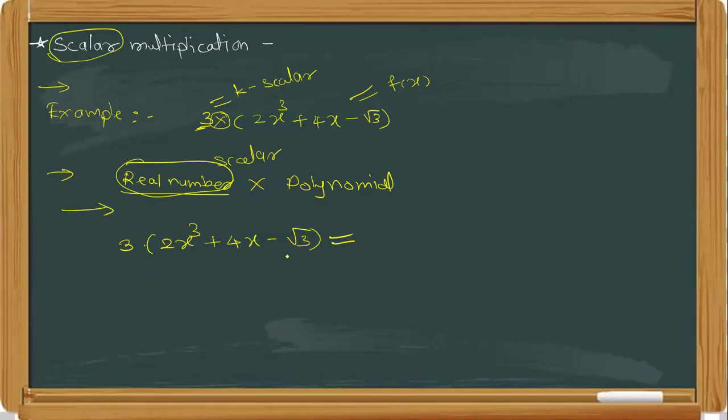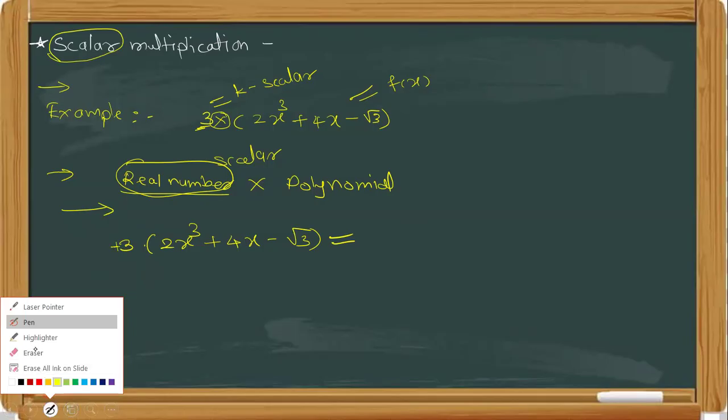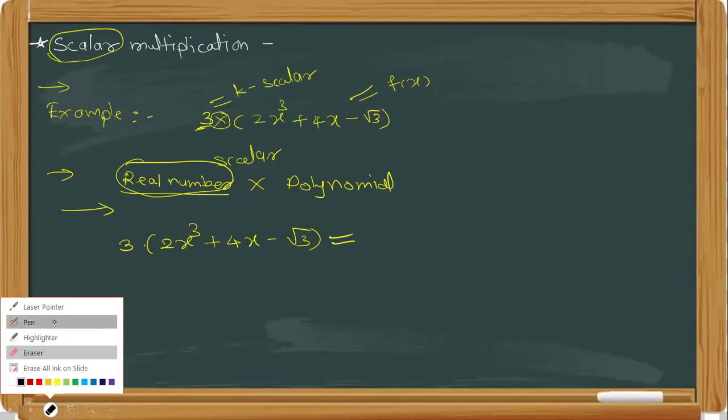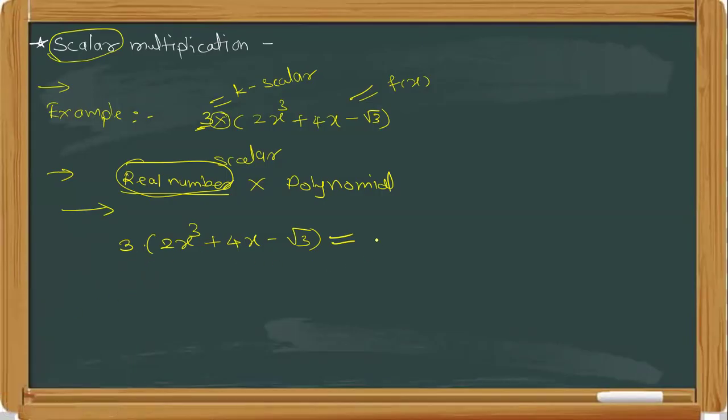Now see, it is equal to... the actual answer starts from here. Open this bracket, multiply. This plus 3, its sign is plus, it is not written. Don't forget that this plus sign is there, it is not mentioned. Now it is 3 into 2x cube plus 3 into 4x minus 3 into root 3. This is what scalar multiplication is. Have you understood?